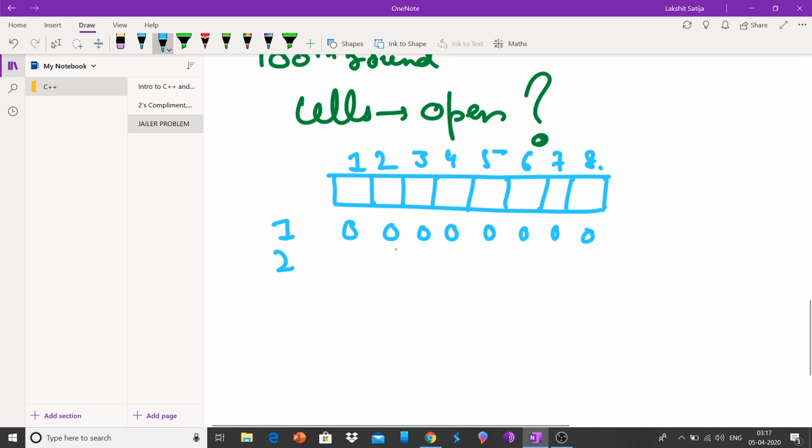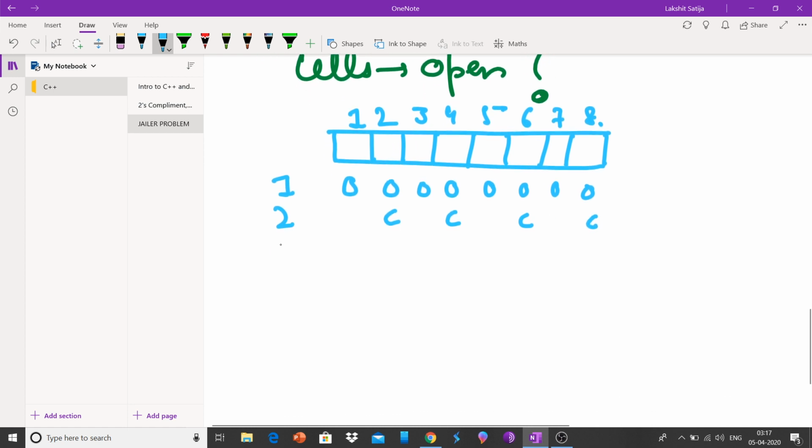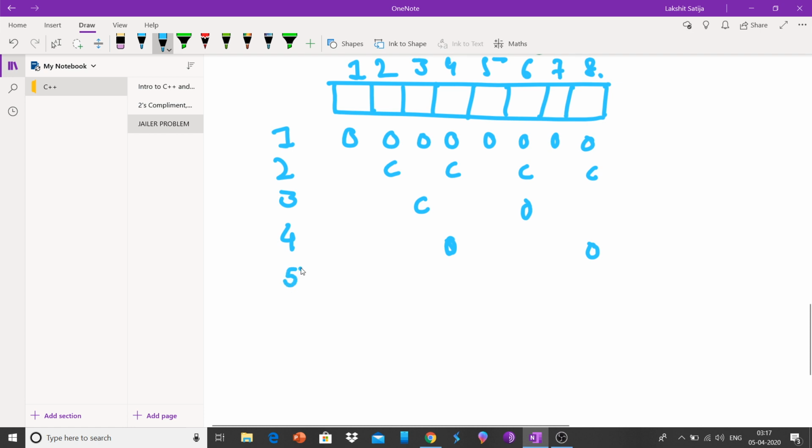In the second round he closes cells 2, 4, 6 and 8. Similarly, in the third round he opens 3 and 6, and in the fourth round he opens 4 and 8. In the fifth round he closes cell 5. In the sixth round he closes this door. In the seventh round it is open, so he will close it. In the eighth round he will close it.